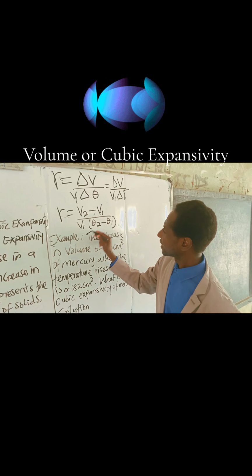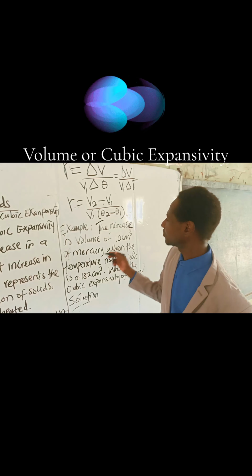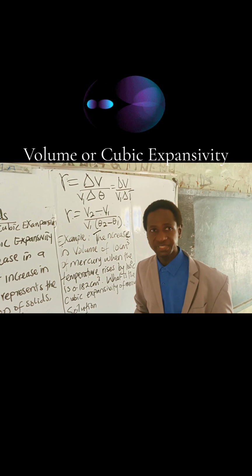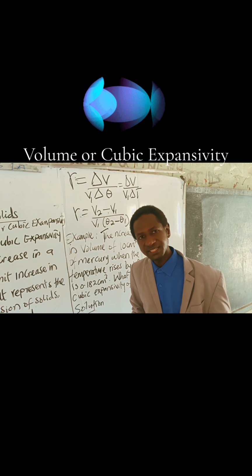Example: the increase in volume of 10 cm cube of mercury when the temperature rises by 100 degrees Celsius is 0.182 cm cube. What is the cubic expansivity of the mercury?